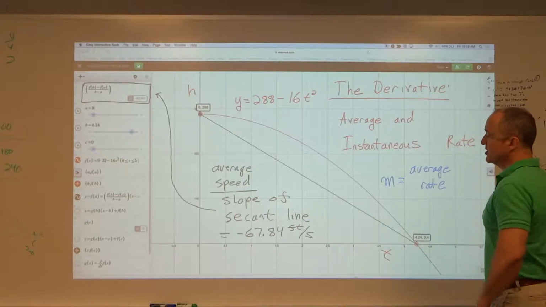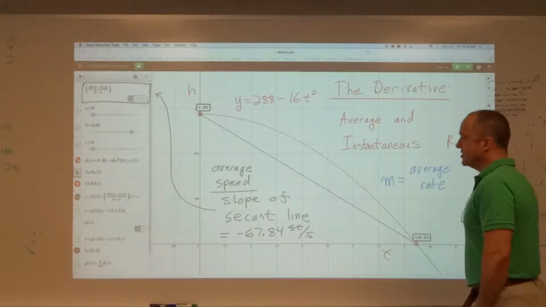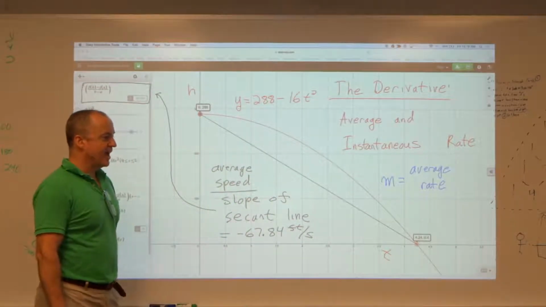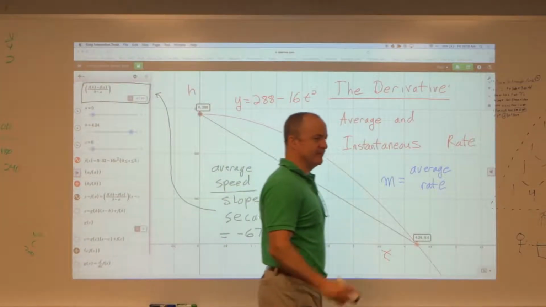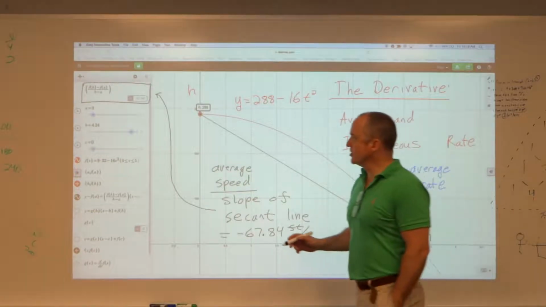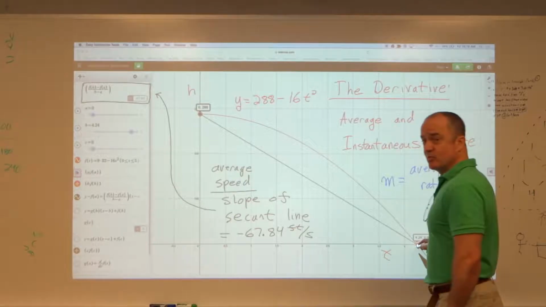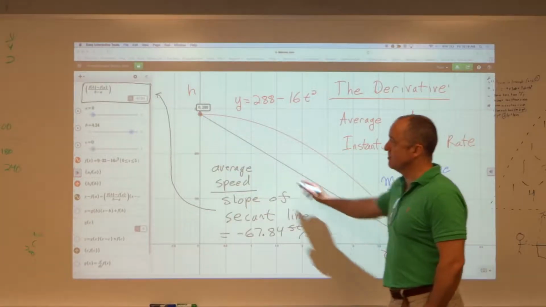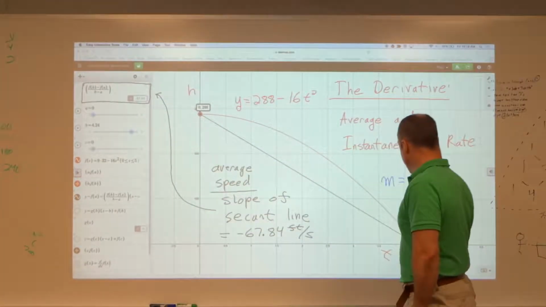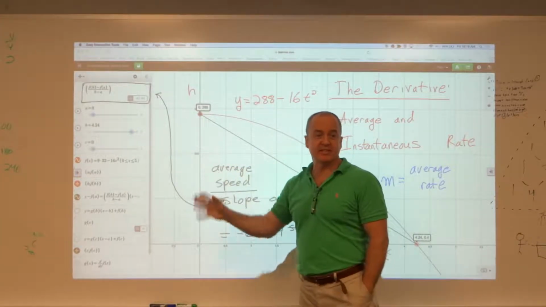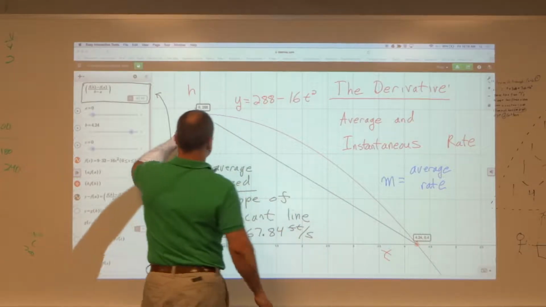All right, so this is your average speed. Is this the speed at which he hits the ground? No. How can we find that? We're sort of guessing at it. What does this show then? This y value minus this y value, divided by this x value minus this x value. That's a slope, right? What it means in this graph is it's his average speed.